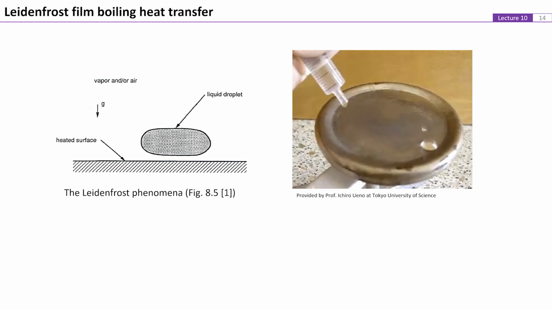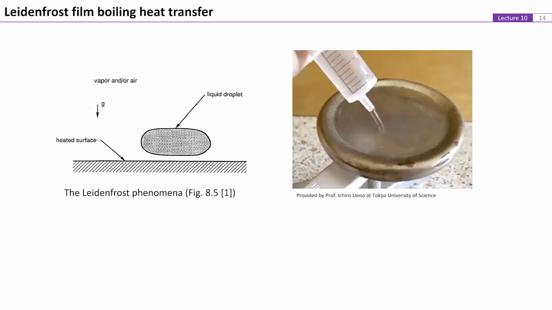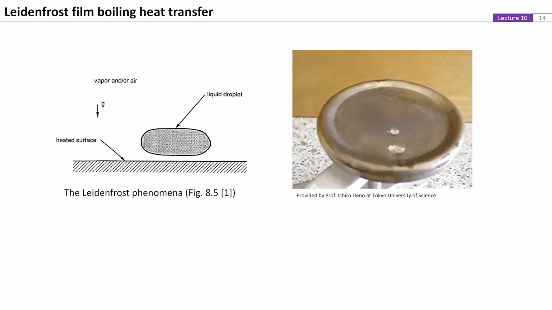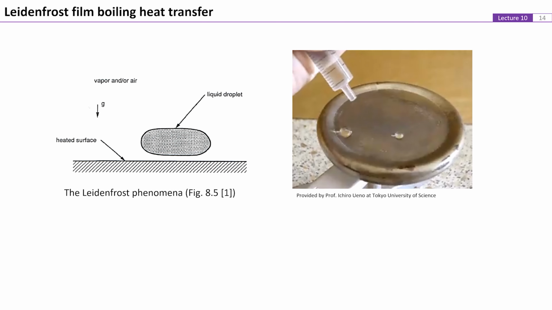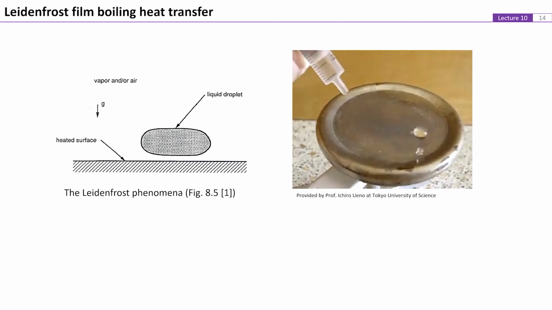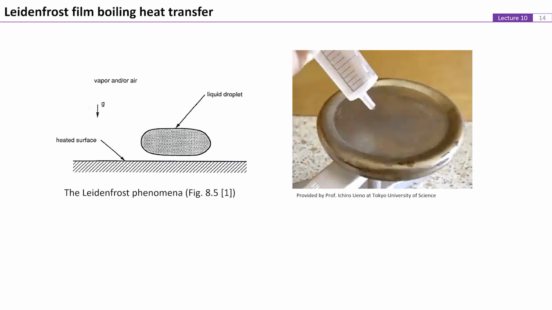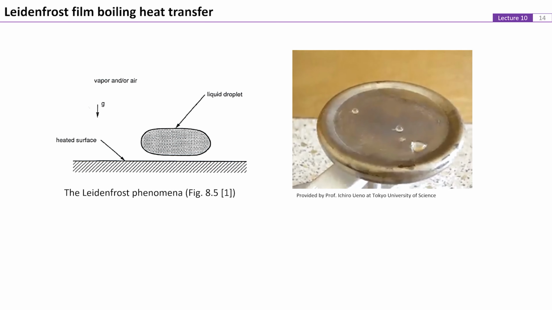In this video, the liquid droplet is supported by this thin vapor film in between the droplet and the hot surface. The droplet is hovering over the surface due to the vapor flow resulted from vaporization. In this case, heat is transferred from the hot surface to the droplet by conduction and radiation through the vapor film.